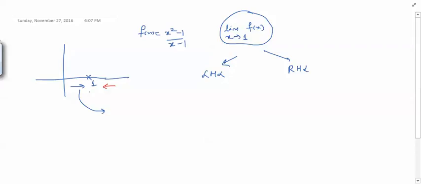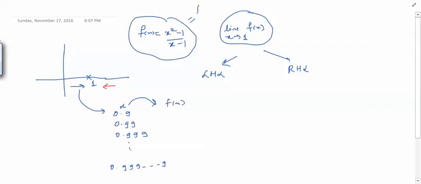When x is approaching 1 from the left hand side, what kind of values will it take? It will take values like 0.9, 0.99, 0.999 and so on, 0.9999 many times, right? These are the values which x will take when it approaches 1 from the left hand side. And what will be the corresponding value of f of x? We know that this function is nothing but x plus 1 when x is not equal to 1. So for these values of x, which are obviously not equal to 1, we can take this as x plus 1.